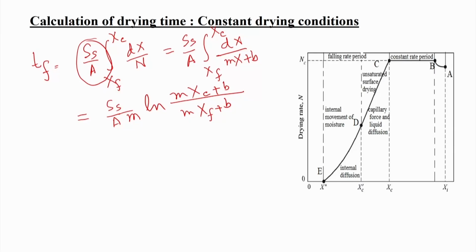Okay. Now, in place of this we can put m, and t f is equal to S s by A into m into ln, that is nothing but n c by n f, where n c is there for x c and for x f we have n f.